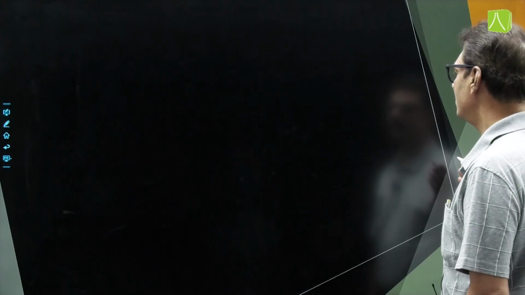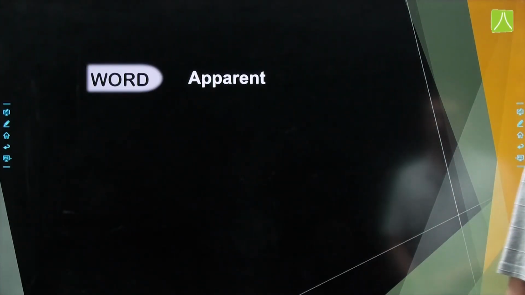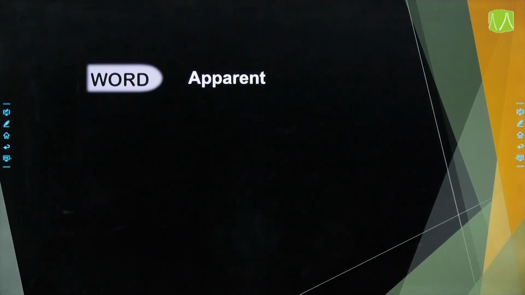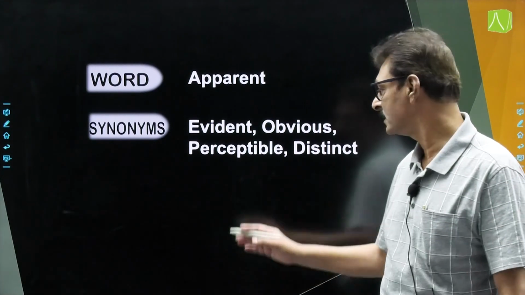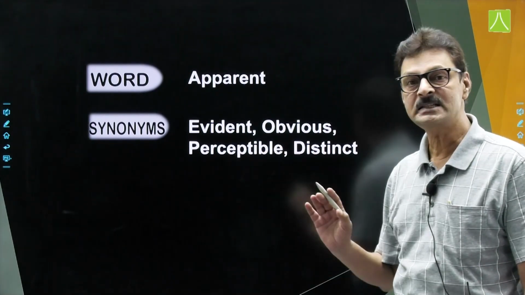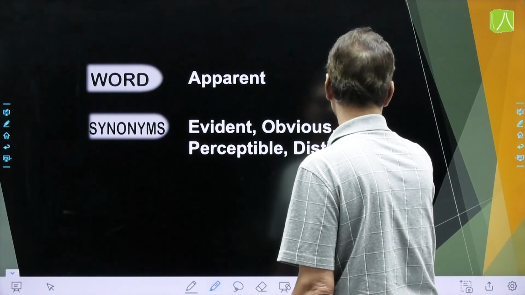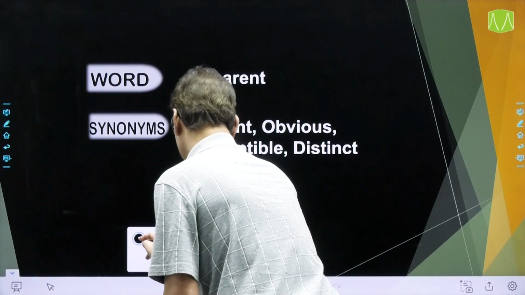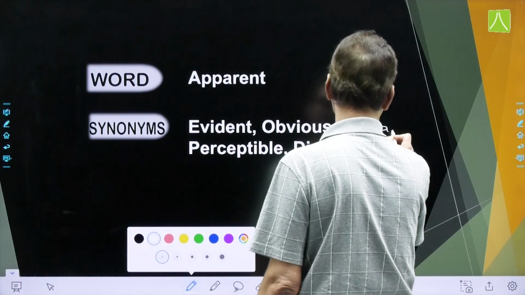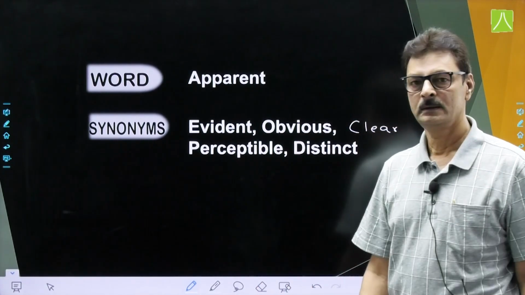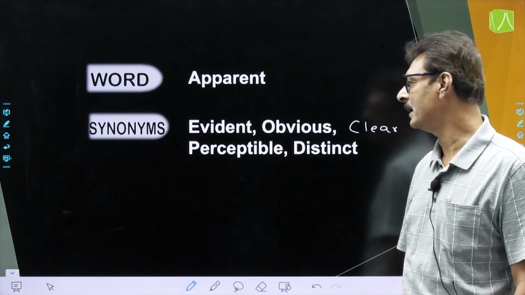Next word is apparent. What do you mean by this term apparent? Apparent का मतलब क्या होता है? Apparent means evident, obvious, perceptible, distinct. और एक easy word दे देता हूँ, clear. One more easy word, clear. These are a few synonyms for this word apparent.